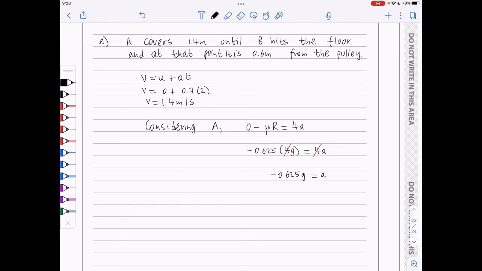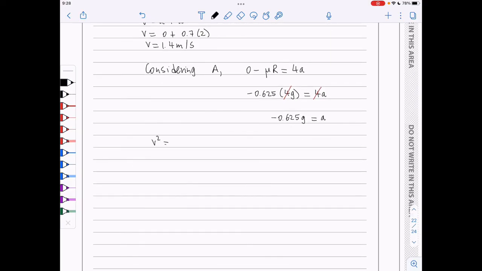So I've got the acceleration, I've got the initial speed. When it comes to rest, it's going to be 0 meters per second. So I'll be using v squared is u squared plus 2as. So 0 squared is 1.4 squared plus 2 times minus 0.625g times s. So this leads to 0 is 1.96 minus 1.25gs. So I'm solving for s.